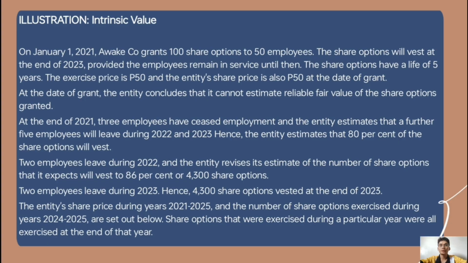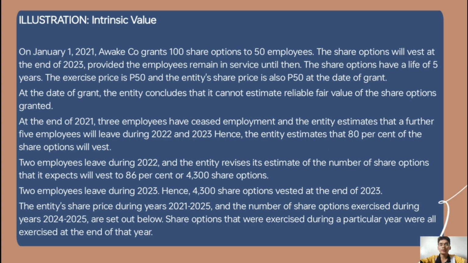Here is an example of the intrinsic value. So the problem is, on January 1, 2021, Awakco grants 100 share options to 50 employees. The share options will vest at the end of 2023, provided the employees remain in service until then. The share options have a life of 5 years. The exercise price is 50 pesos and the entity's share price is also 50 pesos at the date of grant. At the date of grant, the entity concludes that it cannot estimate a reliable fair value of the share options granted.